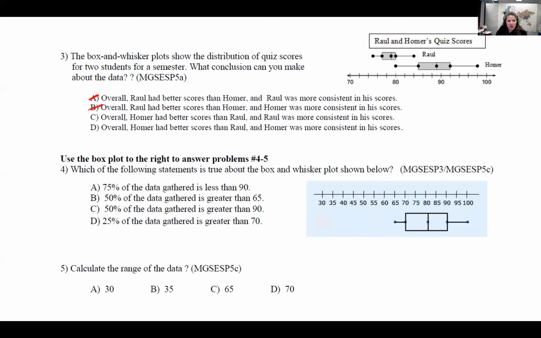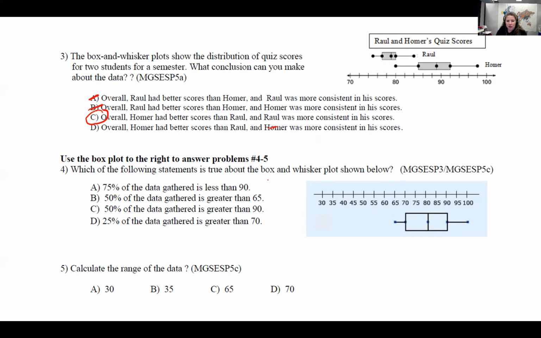Overall, Raul had better scores. All right, we already know that's not true. Overall, Homer had better scores than Raul, and Raul was more consistent in his scores. I agree with that. This says Homer was more consistent, but his box and whisker plot is a lot more spread out than Raul's. So it's C.